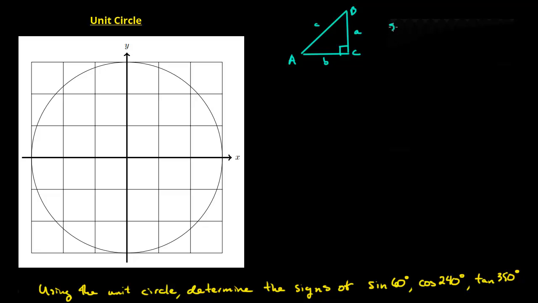Well, we know that the sine of angle A is equal to A over C, the opposite divided by the hypotenuse. We know that the cosine of angle A is the adjacent divided by the hypotenuse, which is B over C. And we know that the tangent of angle A is equal to the opposite divided by the adjacent, which is A over B. So our understanding of the trigonometric ratios is in terms of acute right angle triangles.